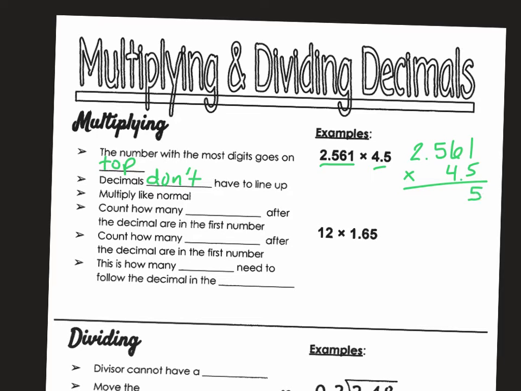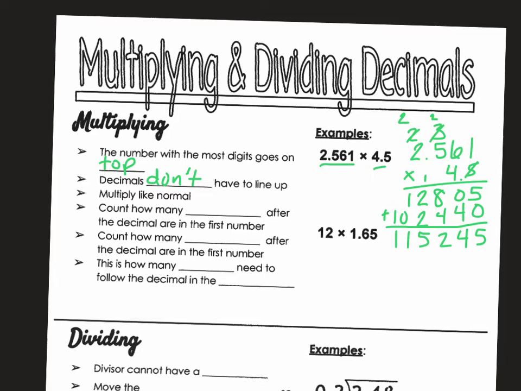1 times 5 is 5, 6 times 5 is 30, carry your 3. 5 times 5 is 25, plus 3 is 28. 2 times 5 is 10, plus 2 is 12. Now put your placeholder to take that 5. 1 times 4 is 4, 6 times 4 is 24, carry your 2. 5 times 4 is 20, plus 2 is 22. And 2 times 4 is 8, plus 2 is 10. Then you add these rows together.